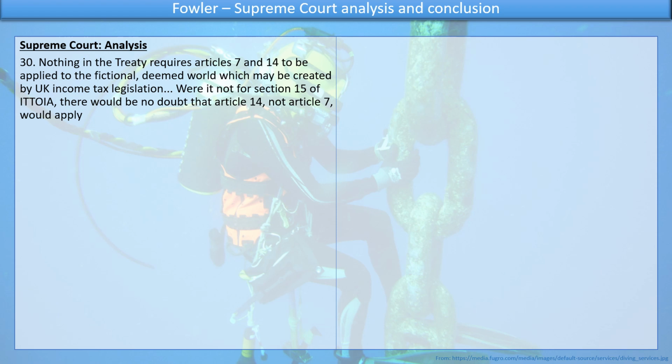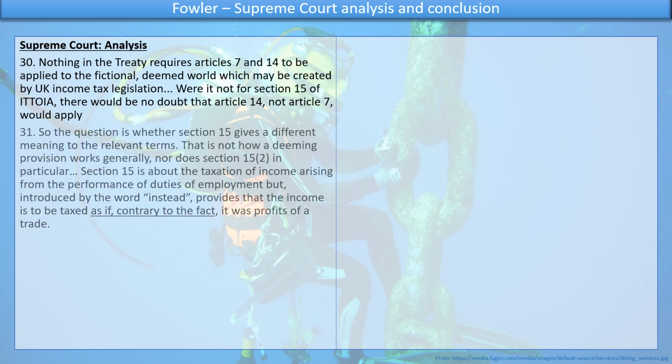Were it not for Section 15 of the Income Tax Act, there would be no doubt that Article 14, not Article 7, would apply. This makes sense. And then they say, so the question is whether Section 15 gives a different meaning to the relevant terms. That is not how a deeming provision works generally, nor does Section 15.2 in particular work that way, right?